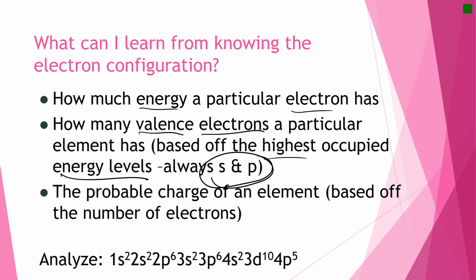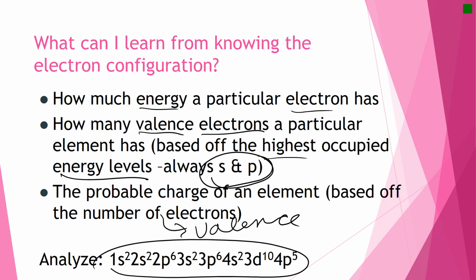And from that, you can figure out the probable charge of that element, which is based off of not the number of electrons, but the number of valence electrons. So when we look at this electron configuration that's given below, and I'm trying to figure out how many valence electrons I have, I'm going to look for the highest energy level. So I've got 1, 2, 2, 3, 3, 4, 3, 4. Ooh, so that 3 is not going to count because it's not the highest energy level. It may have more energy, but it's not a part of that energy level. So now we're looking at the highest energy levels to figure out my valence electrons. So it would be 2 plus 5, so I would have 7 valence electrons.